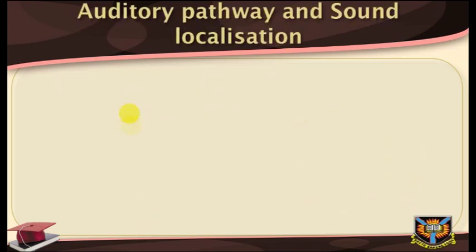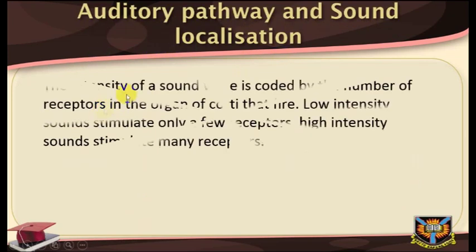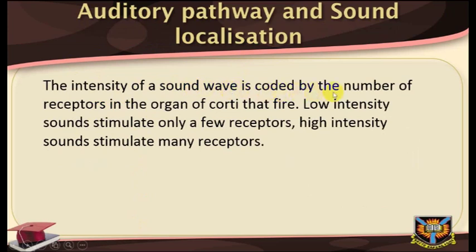Auditory pathway and sound localization. The intensity of a sound wave is coded by the number of receptors in the organ of Corti that fire. Low intensity sound stimulates only a few receptors. High intensity sound stimulates many receptors.